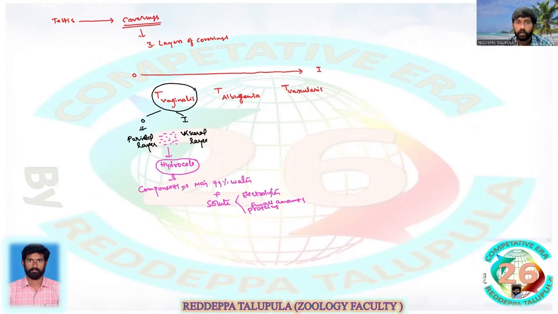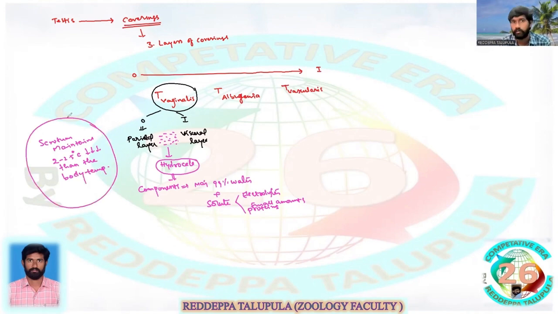Okay, these are the things. See, the scrotum always maintains a temperature 2 to 2.5 degrees Celsius less than the body temperature. Why is this? Because of this hydrocele. Due to the presence of this hydrocele, the scrotum maintains the temperature in the testes 2 to 2.5 degrees Celsius lower than the human body temperature.